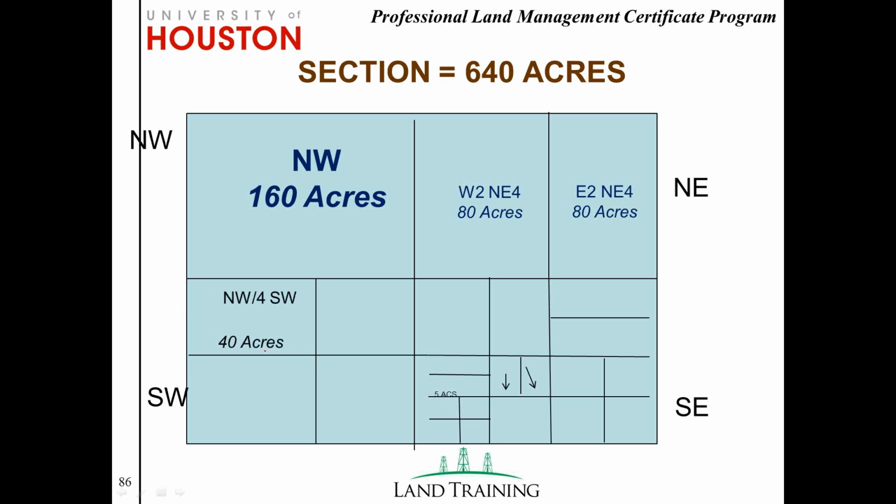And then we're going to go to the southwest quarter. This is the northwest of the southwest. This is the northeast of the southwest. This is the southwest of the southwest. And this is the southeast of the southwest. That's going to be 40 acres each.